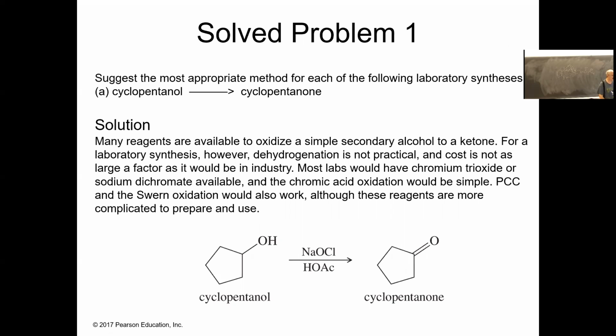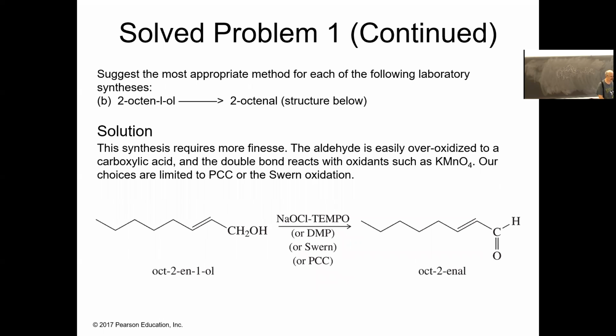Okay, so how would you convert cyclopentanol to cyclopentanone? We could use chromium trioxide, we could use Swern, we could use bleach and vinegar like shown here. We could use the DMP. So we have lots of options.